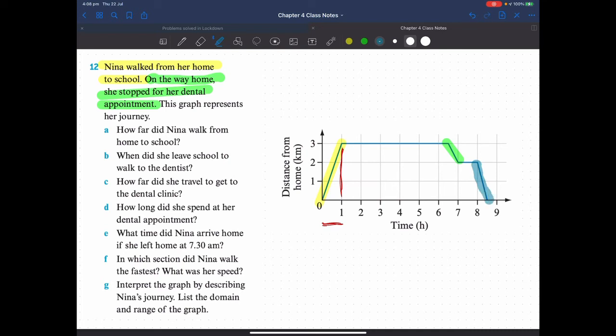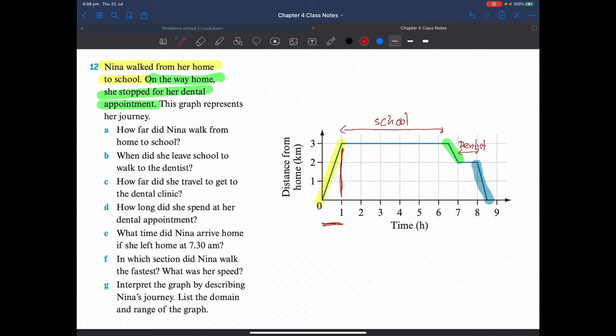So what else do we have there? We have 2 straight lines. Well, we know she went to school. So the first part is when Nina was at school. Then she was at the dentist. So the second straight line horizontally is when she's at the dentist. So let's go through what we've got.